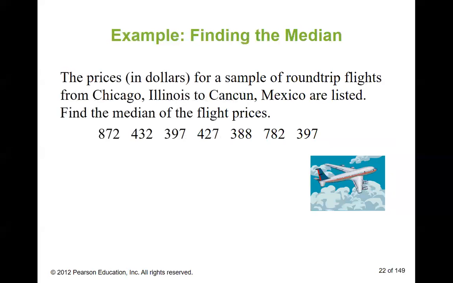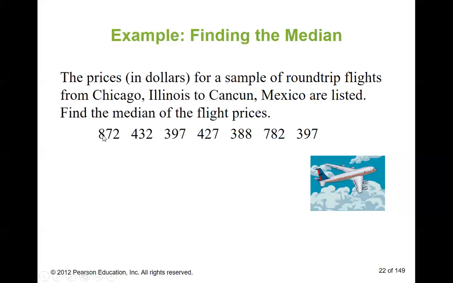So in order to get the median, you got to do what with these values? Put them in order from least to greatest. So you put which one down first? What's the smallest one? 388. Then you put 397. And then you got 397 a second time because it shows up here and it shows up here. Then you put, what would be the next biggest after 397? Looks like 427, 432. And then, yeah, I got a couple of big ones, 782 and 872.